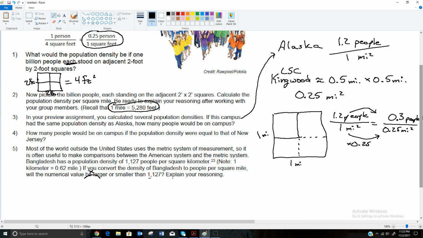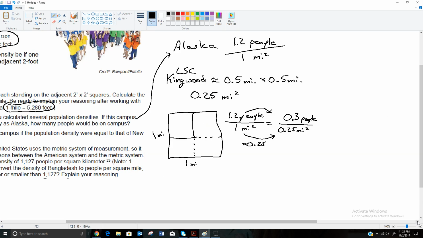So this kind of gives a good idea, hopefully if you've actually been to campus and have seen it, but campus would only have a third of a person living on it if it was as densely populated as Alaska. 0.3 isn't exactly a third, but it's close. 0.3 repeating is a third. But 3/10 of a person living on campus is all you would have if it was as sparsely, I should say, instead of densely populated as Alaska.